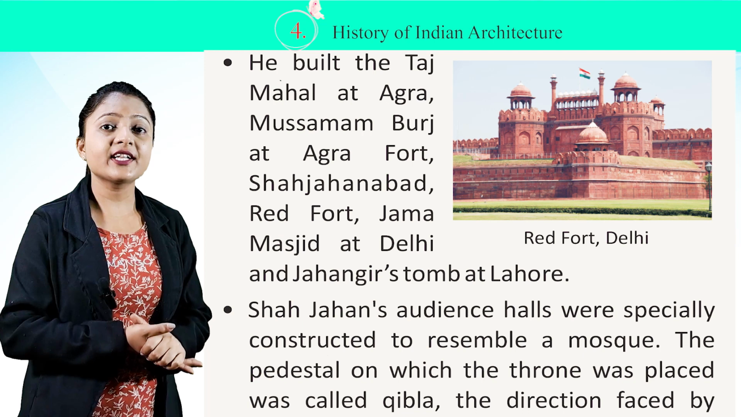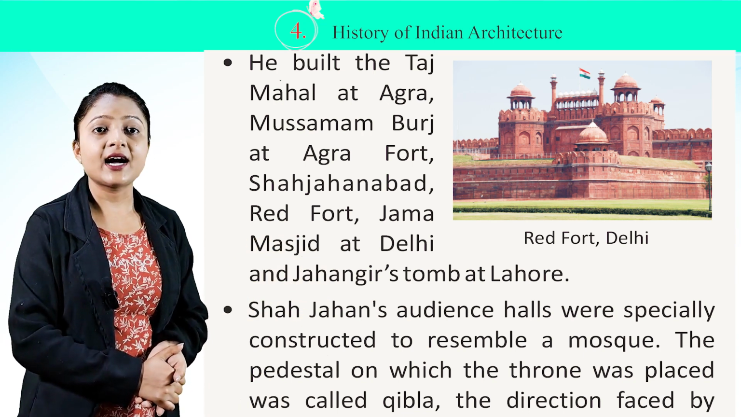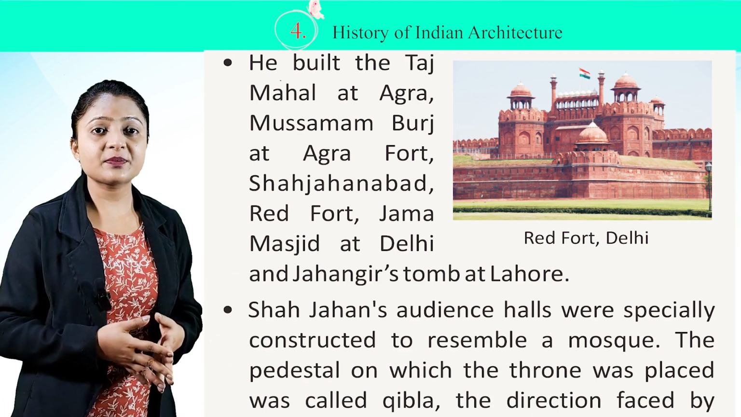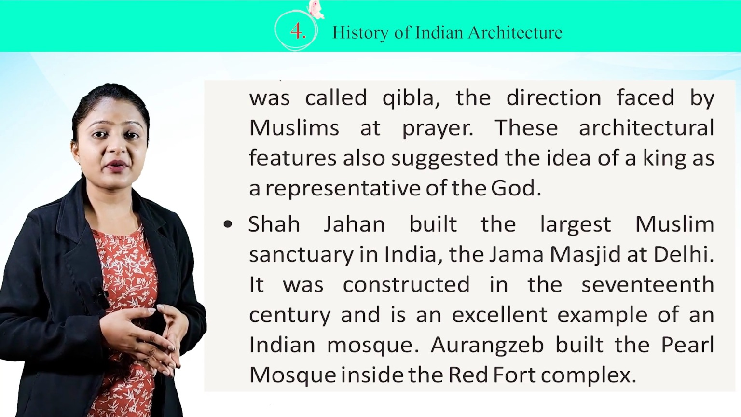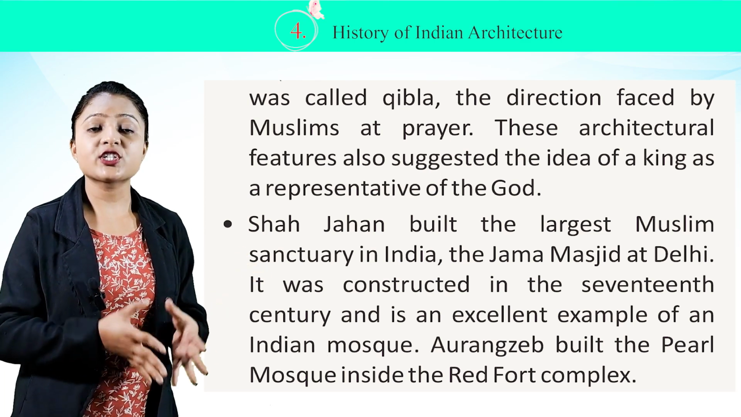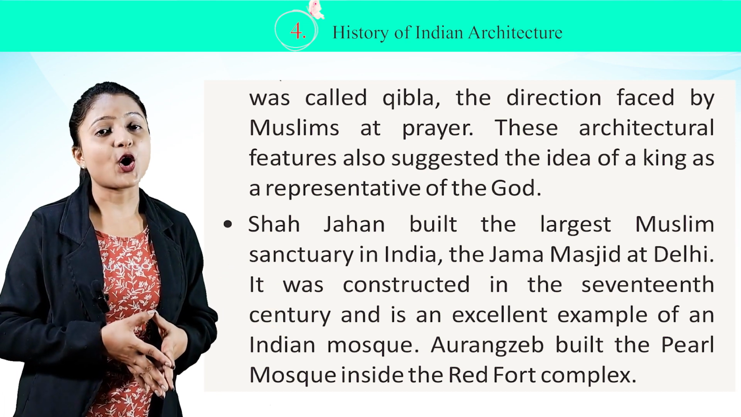Shah Jahan's audience halls were specially constructed to resemble a mosque. The pedestal on which the throne was placed was called Qibla, the direction faced by Muslims at prayer. These architectural features also suggested the idea of a king as a representative of the god.